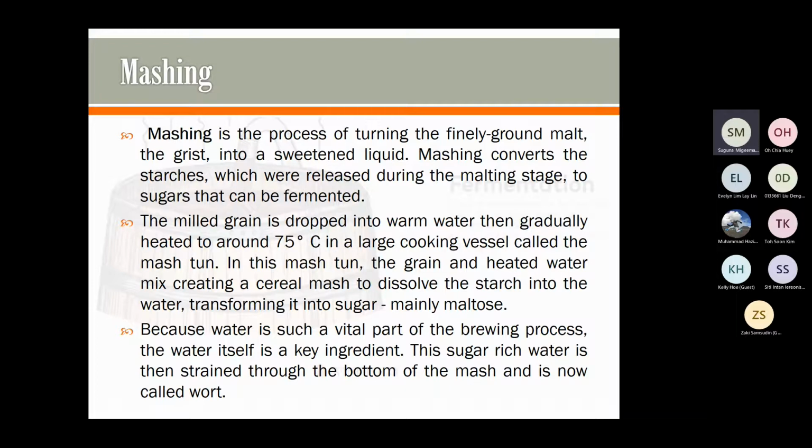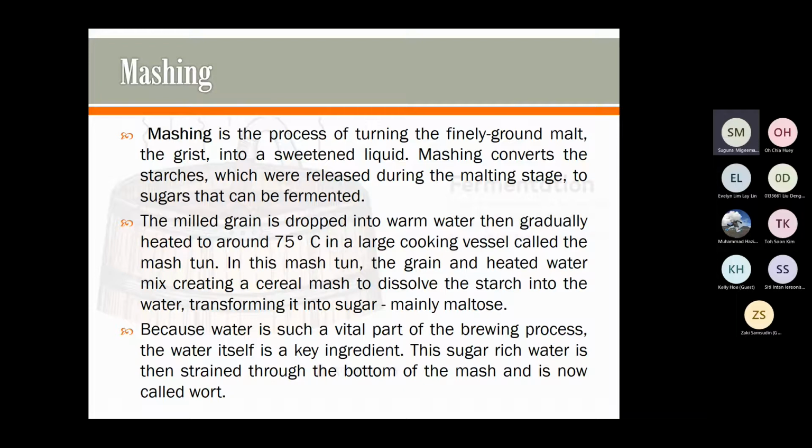Okay, and this cooking vessel, the whole cooking vessel of this process, is called the mash tun. In the mash tun, grain and heated water are mixed, creating a cereal mash, and it is transferred into sugar. So they will slowly go through the process of conversion, especially changing into maltose. Okay, because water is the most important part of this brewing process. So water itself is the key ingredient.